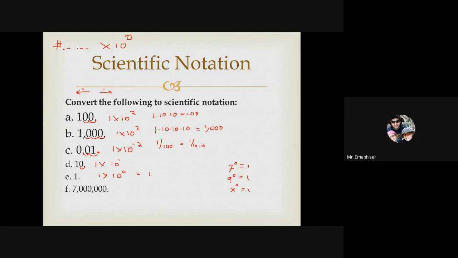Okay, 7 million. We're going to move the decimal all the way to 7. 1, 2, 3, 4, 5, 6. 7 times 10 to the 6. Right, I keep that 7 there, and I move the decimal 6 places to the left. Remember that the left is positive, so 7 times 10 to the 6, or 7 times 10, 6 times.